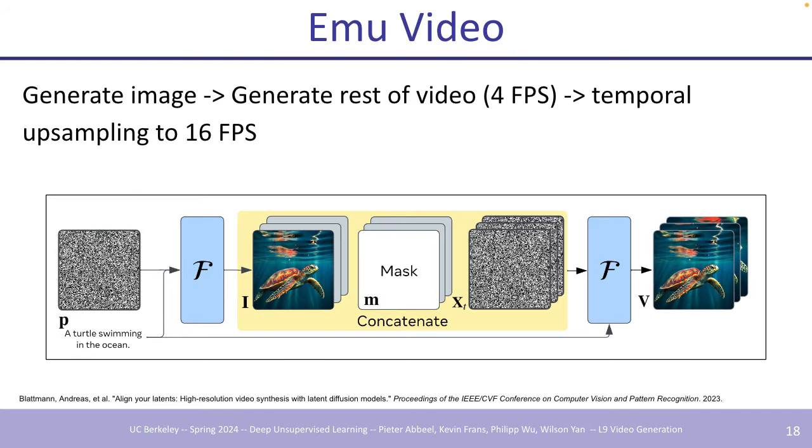So the way Emu Video works is very similar to what I described. The only difference is that they did some extra factorization where they first generate the image. So they generate the first frame, and then you have a separate model that generates the rest of the frames, like 7 or 15 frames conditioned on the first frame, at 4 FPS, and then they had temporal upsampling to 16 FPS. They had some masking to account for what frames are conditioned. So if the first frame is conditioned on, then you apply information saying, oh, this is actually not noise, as part of your mask. And then also when you compute the losses, you don't compute a loss on the first frame. You only compute it on the other frames.